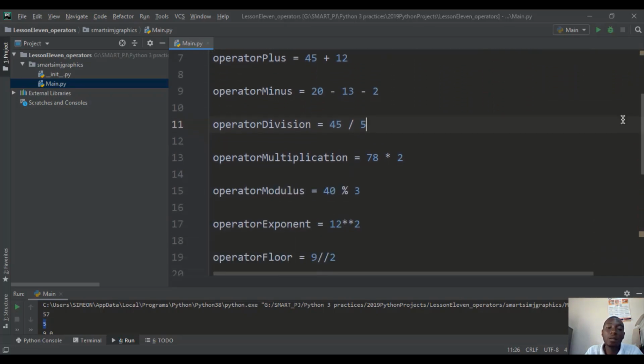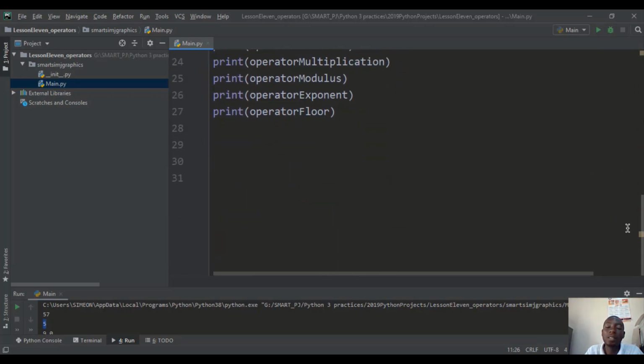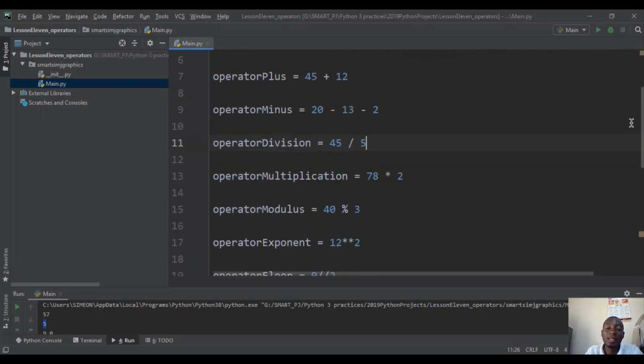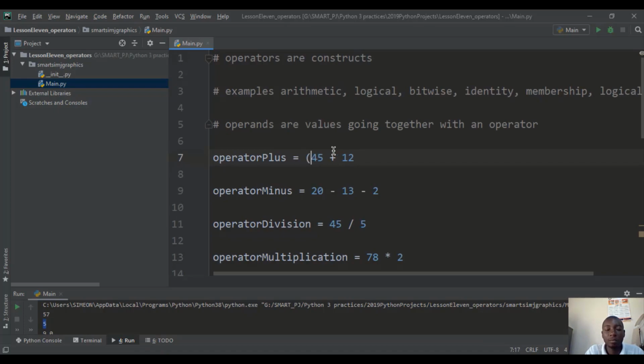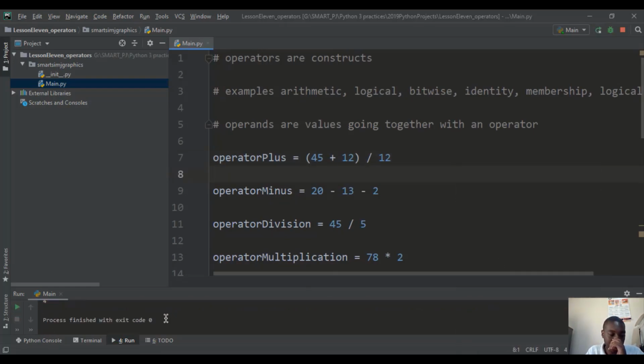Have a habit of using them, but please observe BODMAS. We stopped using BOMDAS, it's BODMAS: brackets, division, multiplication, addition, and subtraction. Don't forget to observe these. For example, plus 12: it's going to start with this bracket, then addition, just in that order.